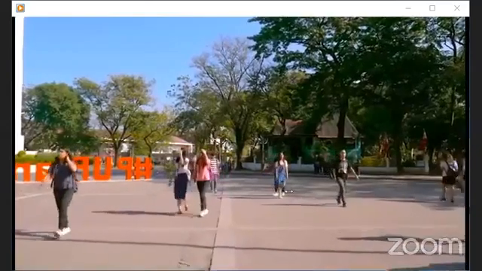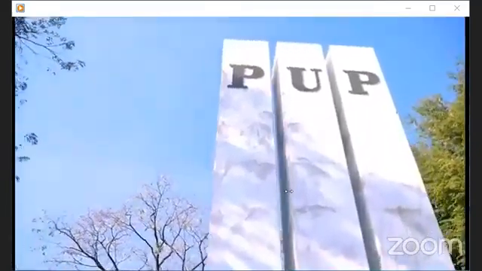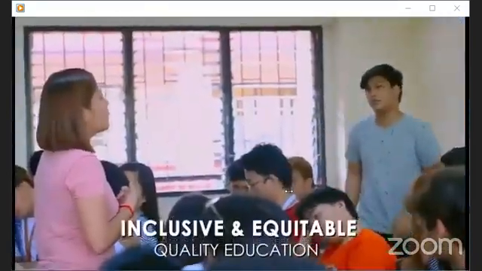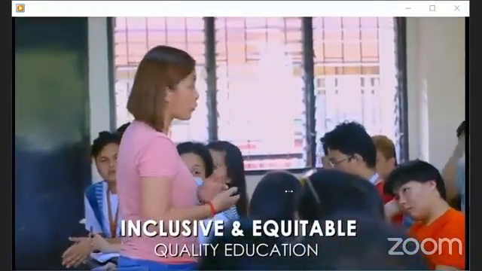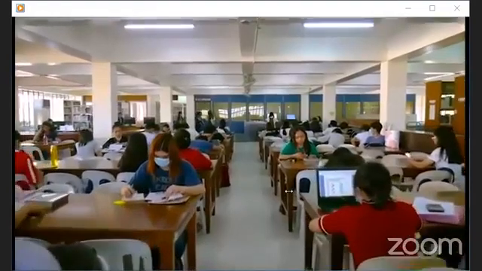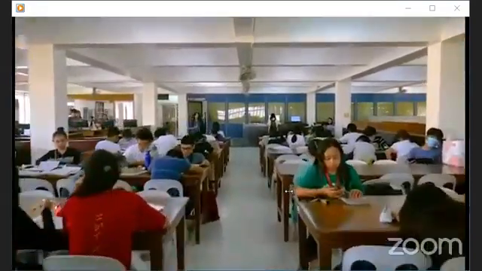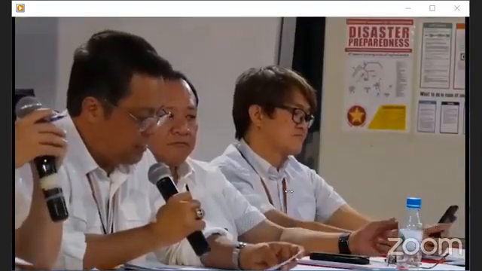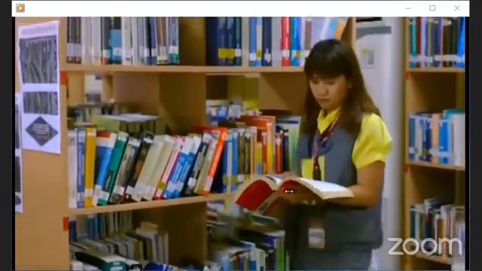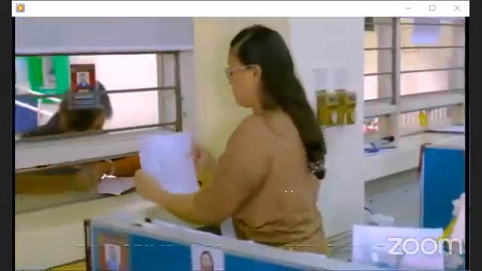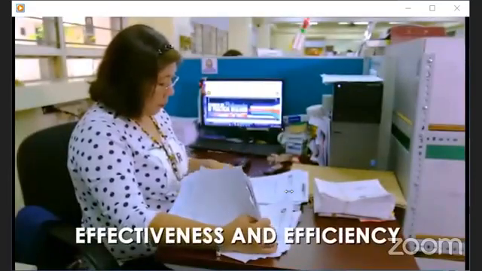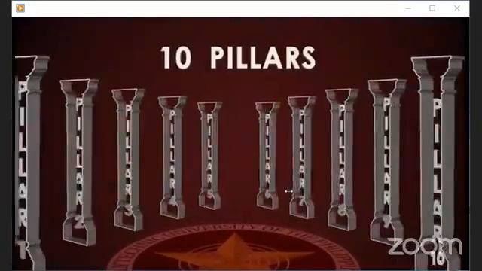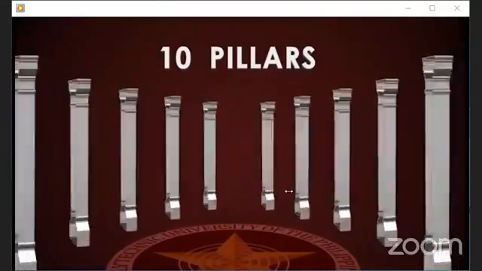In pursuit of this vision, my mission for PUP is for it to recognize its catalytic role for national development. PUP will ensure inclusive and equitable quality education and promote lifelong learning opportunities through a re-engineered polytechnic education. By re-engineering, we look into the existing processes and programs in order to achieve higher quality of academic programs and services following the principles of effectiveness and efficiency. With this mission in mind, I have formulated 10 pillars as my reform agenda for the university.